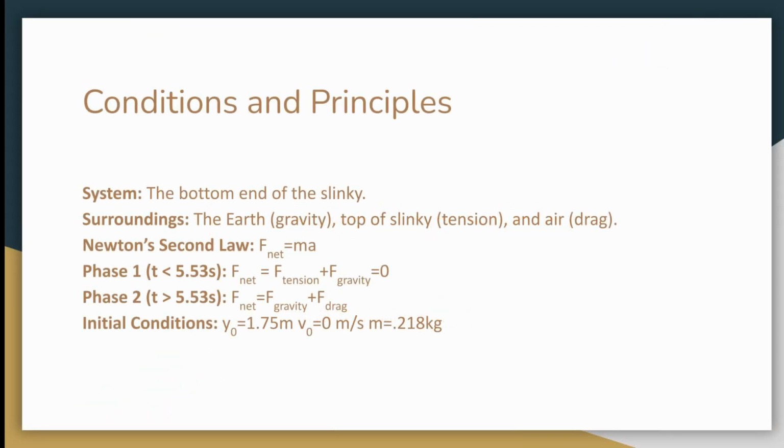We're using Newton's second law, F net equals change in momentum over time. For the system, which is the bottom of the slinky, there are two distinct phases. Initially, the upward tension from the stretched coils exactly matches the downward force of gravity, meaning the net force is zero. Once the top of the slinky reaches the bottom, the collapse time, the tension vanishes, and the system falls under the influence of gravity and air drag.